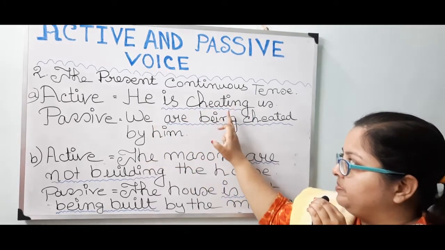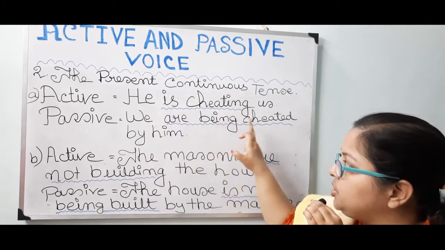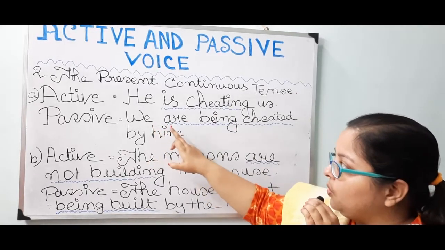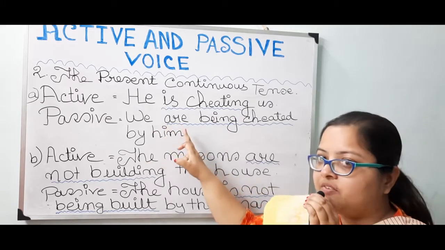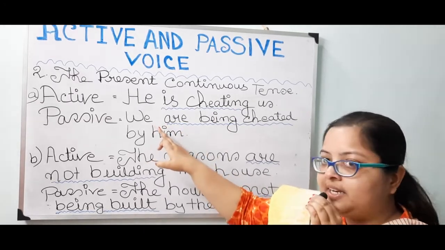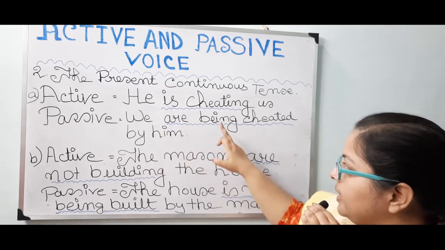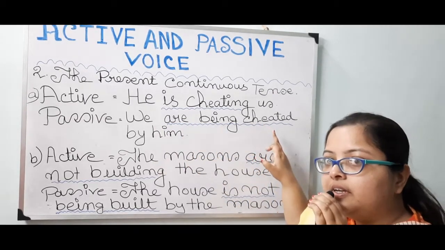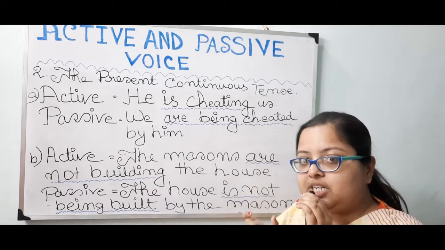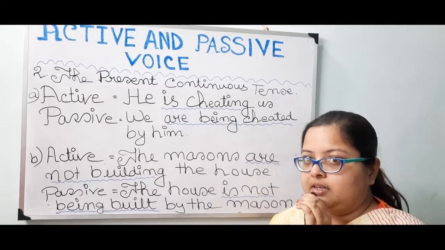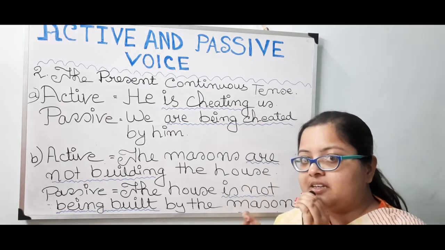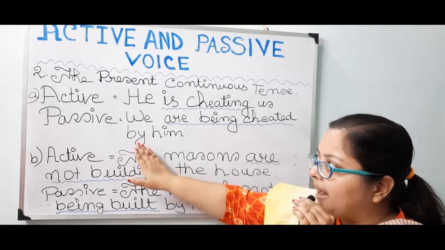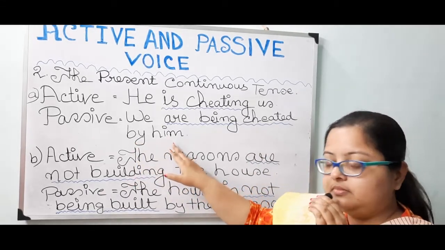Is cheating is getting turned into are being cheated. As we has been given over here, with we definitely are will be there since it's plural in number. So are, then being according to the rule, then the third form of the verb, that is cheated. Cheat, cheated, cheated. So the third form or the past participle form of the verb is cheated. Then according to the rule, by, then him.